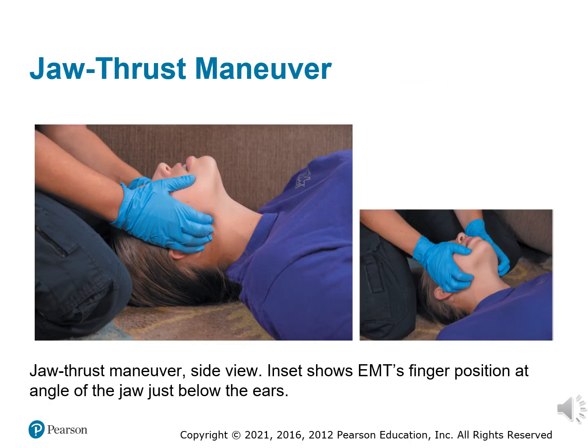Here is the jaw thrust maneuver, and this is also a side view. So you'll see it shows that the EMT's fingers are positioned at the angle of the jaw, just below the ear. And this maneuver is made for trauma patients. So if you have anybody with a trauma, you're going to be doing the jaw thrust maneuver.